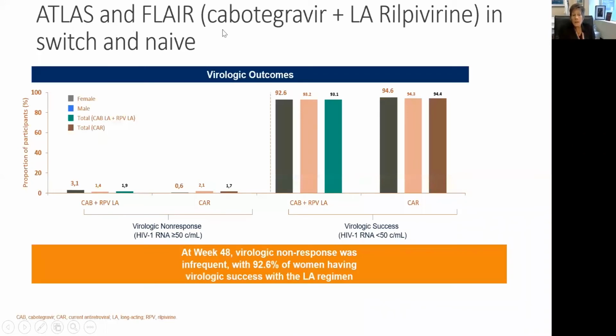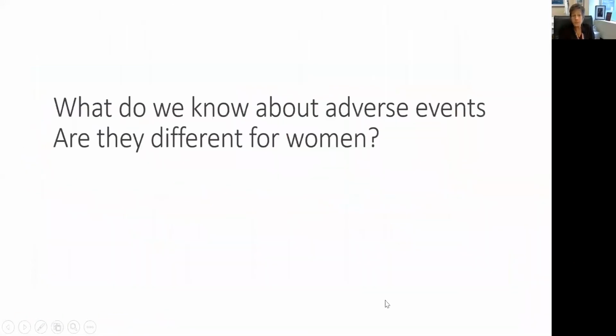If we move to ATLAS and FLAIR, these were the two studies of cabotegravir together with long-acting rilpivirine. For FLAIR, it was in naive patients. For ATLAS, it was in switch patients. Again, the women are here, the men are here, and as you can see, comparing standard of therapy here to this combination of the long-acting rilpivirine, women did as well as men, with 92.6% of women having virologic success with the long-acting regimens. So it would appear that the efficacy of the 2D regimens are the same.